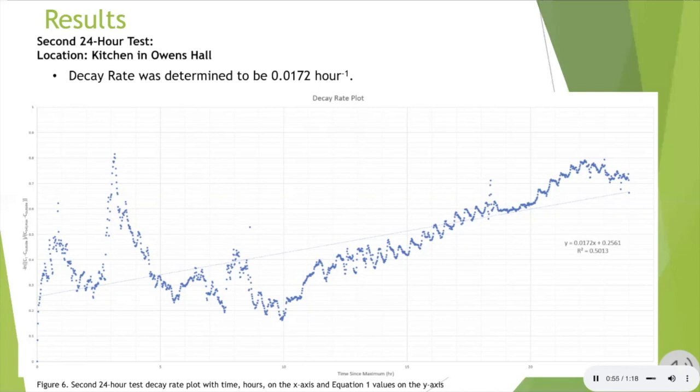Additionally, the device was placed in a kitchen, which could have sporadic spikes in carbon dioxide concentrations due to cooking food. From the linear regression equation, the decay rate was determined to be 0.0172 inverse hours. Due to the sporadic changes in concentration and the long time duration, a lesser decay rate would be expected here, as is seen from the linear regression equation provided.